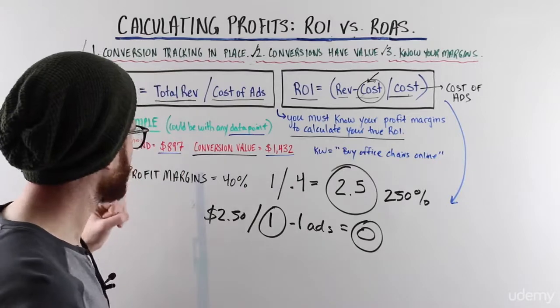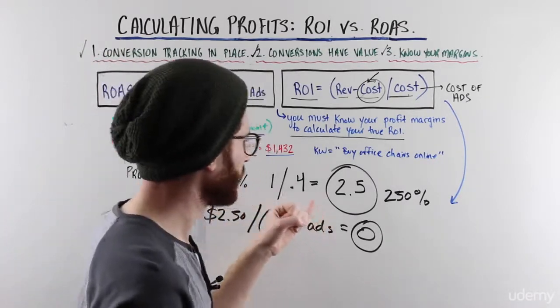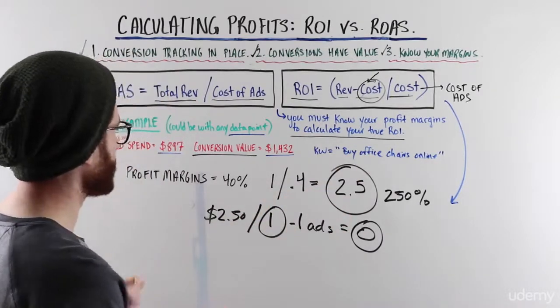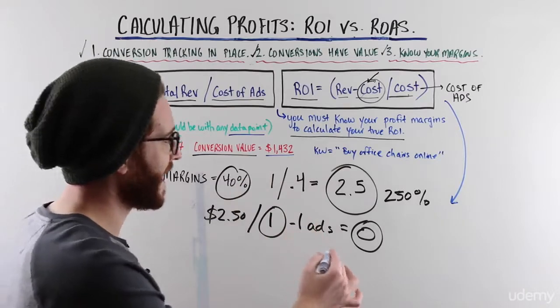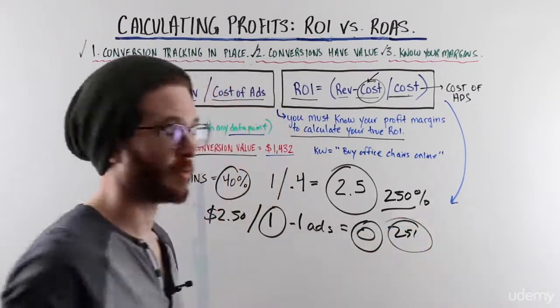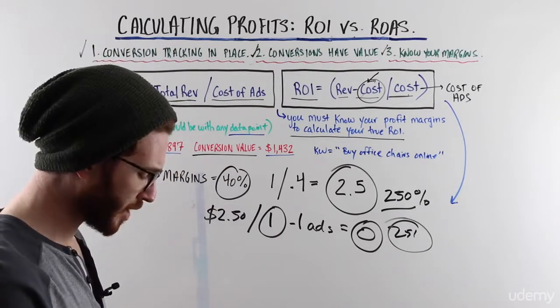So in order to break even, you need to be making at least $2.50 on advertising. In order to be profitable with profit margins of 40%, you need to be making anything above $2.50. If you're making $2.51, you're profitable to a penny, and so on and so forth. So that's how you calculate your break-even point.